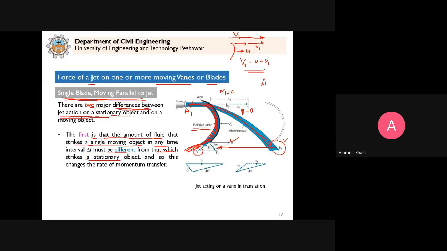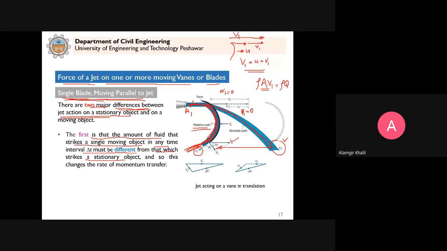A1 into V1. This is the discharge which is hitting the vane, and multiplied by the density, this is the mass flow rate which is hitting. This is equal to rho Q. So whatever discharge is coming, it is hitting the stationary vane.